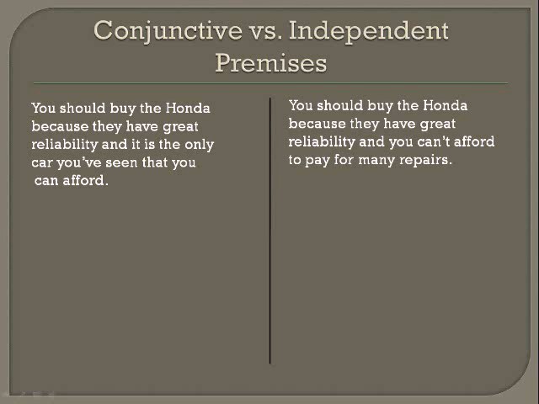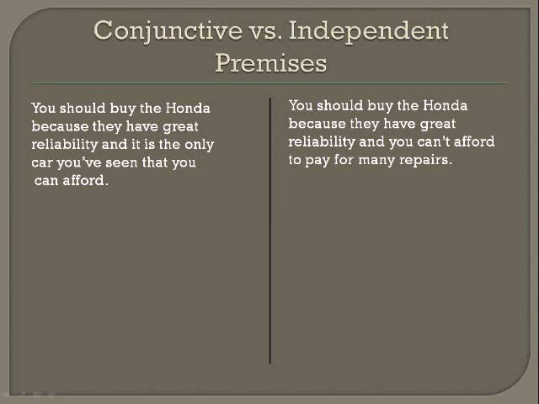On the one hand, you could have two premises that are presented as working together to get you to a conclusion. On the other hand, you could have two premises that are working independent of one another to get you to a conclusion. It's not always obvious which is the case, but sometimes it certainly is. So compare these two very brief arguments. You should buy the Honda because they have great reliability and it is the only car you've seen that you can afford, versus you should buy the Honda because they have great reliability and you can't afford to pay for many repairs.